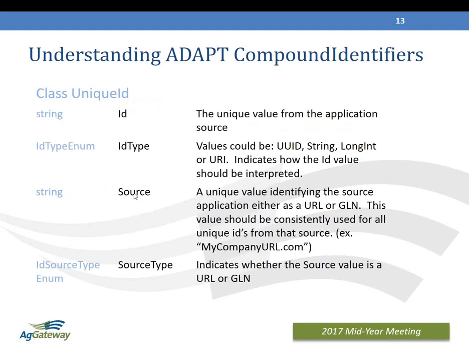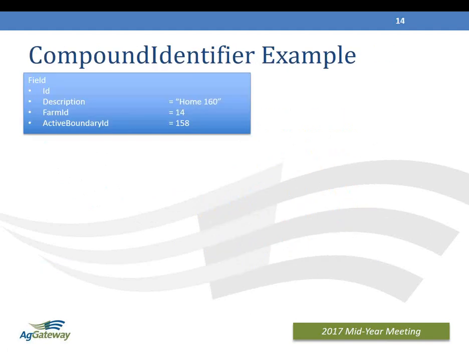The unique ID class also identifies a source so that we can uniquely say this ID comes from this particular application. And that source has a source type, could be a URL or GLN. Let's take a look at some examples of this. So let's go back to my field. And in this case, let's describe a field that I've got and call the Home 160.